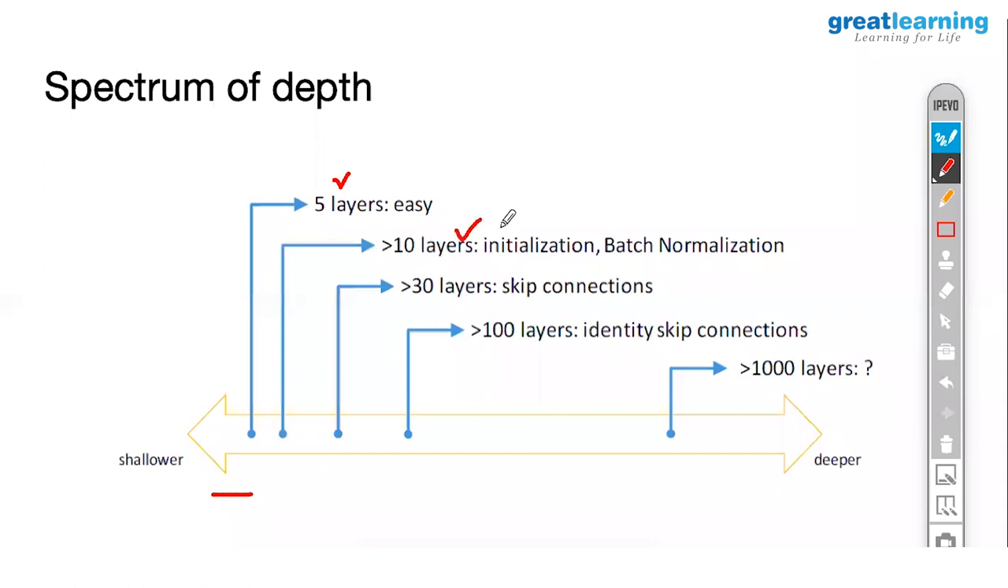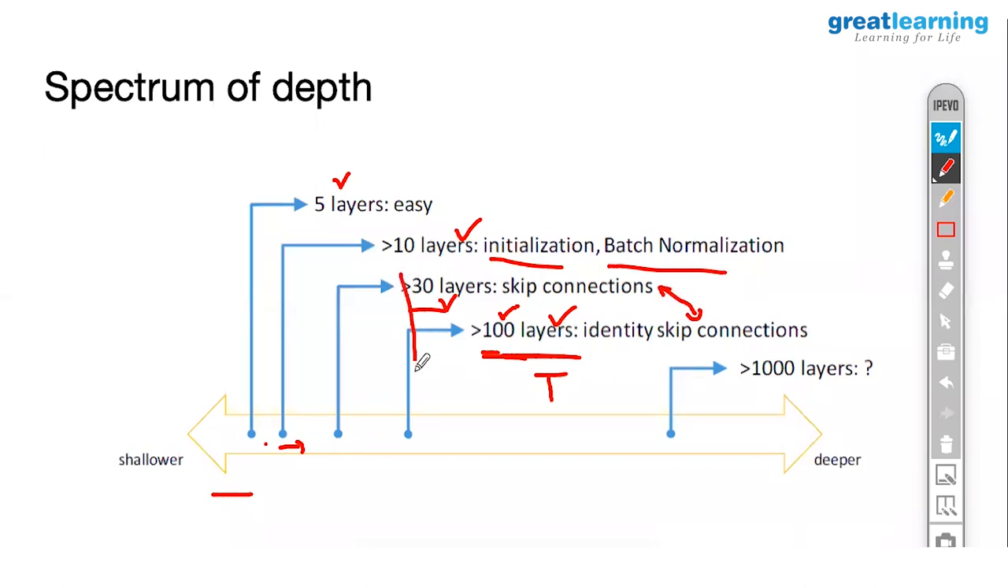If you have around 10 layers, including initialization and batch normalization, I can say it is still an easy one, but a little complex, a little deeper as compared to 5. If you go to 30 and 100, these are the real deep networks. This one is a very deep network, and in this network you have to identify how to skip the connections because the time is going to be very long. So if you are planning to have 100 layers or even 30 layers, please make sure that you have skipping connections, the one which you did in ResNet.